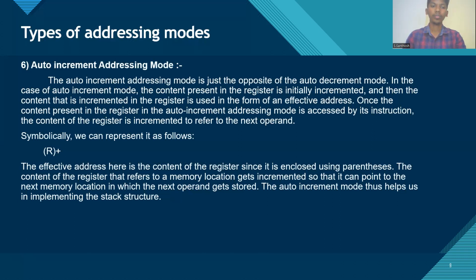Symbolically, using the register address and a plus sign, that will be auto increment, and auto decrement would be the register and the minus symbol. The effective address here is the content of the register, since it is enclosed using parentheses. The content of the register that refers to a memory location gets incremented so that it can point to the next memory location in which the next operand is stored. The auto increment mode thus helps in implementing the stack structure.